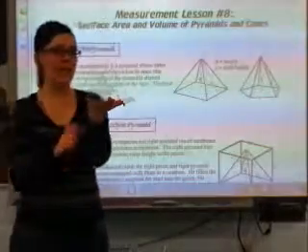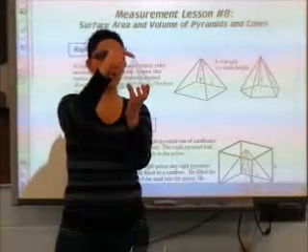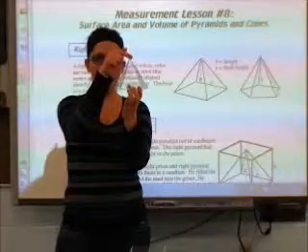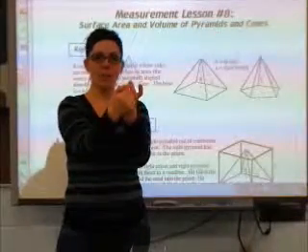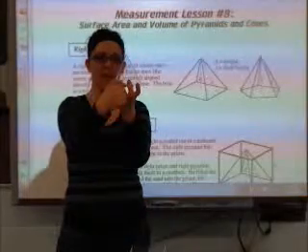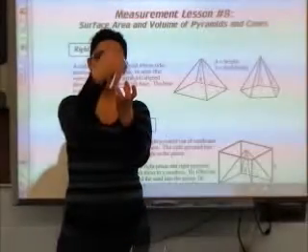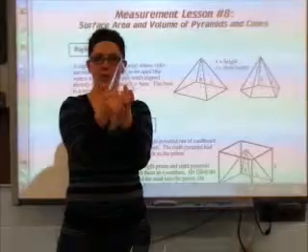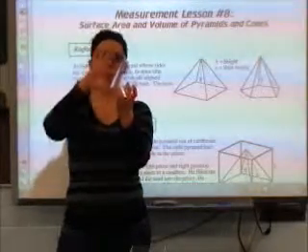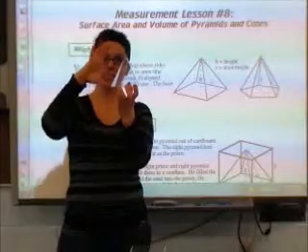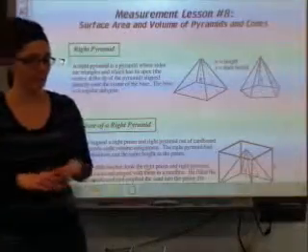Then there's the slant height. The slant height is from the tip, or we call the apex of the pyramid, to the middle of the base, going down the side length. This is actually the height of my triangle. So this is the height of my triangular faces, whereas the H is the height of the pyramid itself.